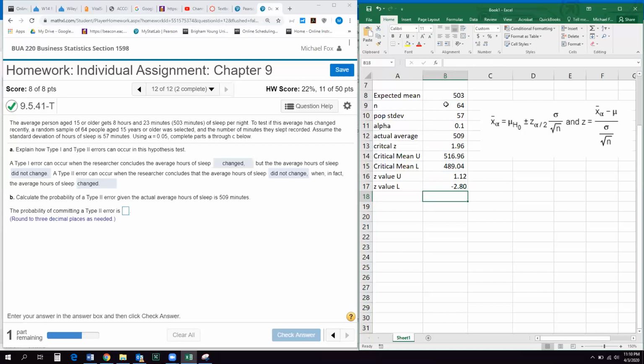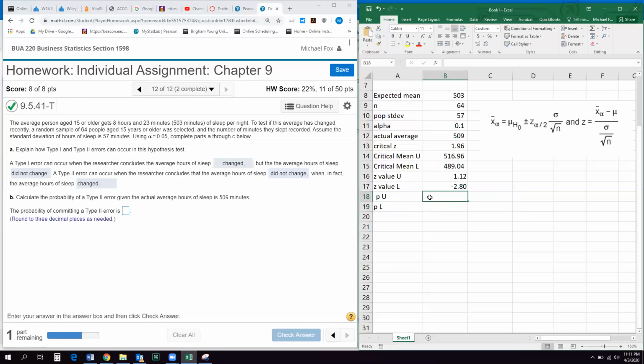To find the beta, what we need is the probability of getting a result that is between these two z values. So what I have to do is find the probability of the upper, then the probability of the lower, and subtract the two, and that's going to give me the beta. I'm going to call this the probability of the upper, P of u, and then we'll need the probability of the lower.